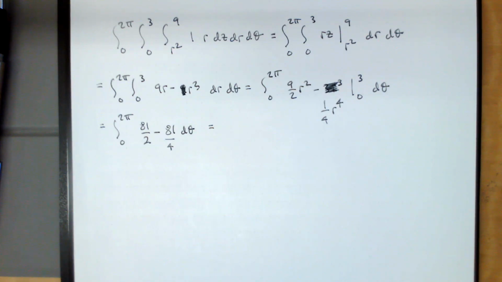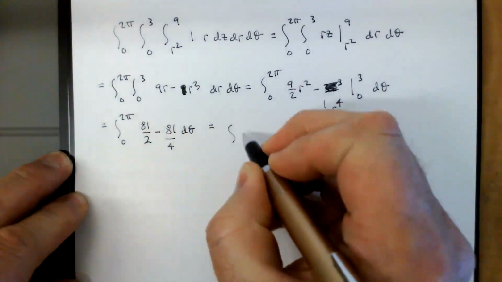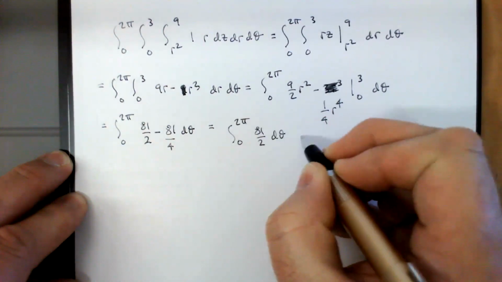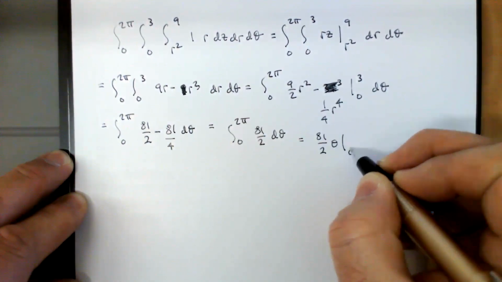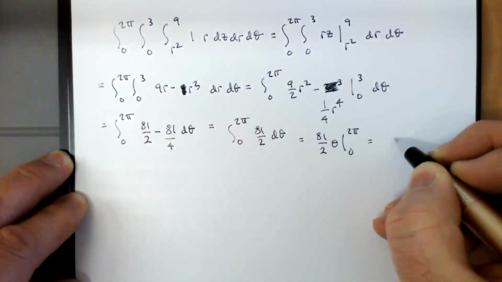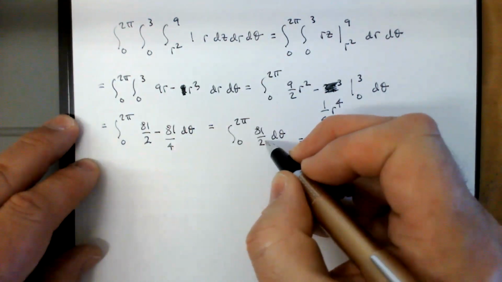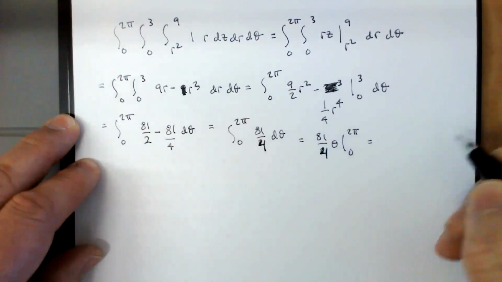At least now I'm getting the 40 and a half that I expected. Thank you for that. I don't always pay attention when I'm doing my work. So this gives us the integral from 0 to 2 pi of 81 over 2 d theta. So that's going to be 81 over 2 theta, evaluated from 0 to 2 pi. And that will give us the 81. Now I'm off by a factor of 2. Oh, over 4. Yeah, that's 2. Heck.